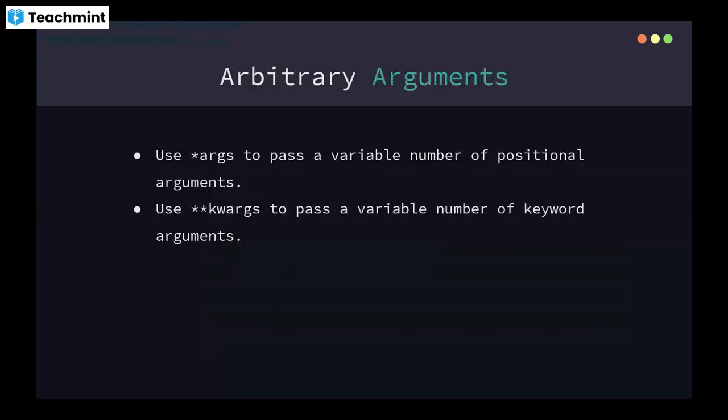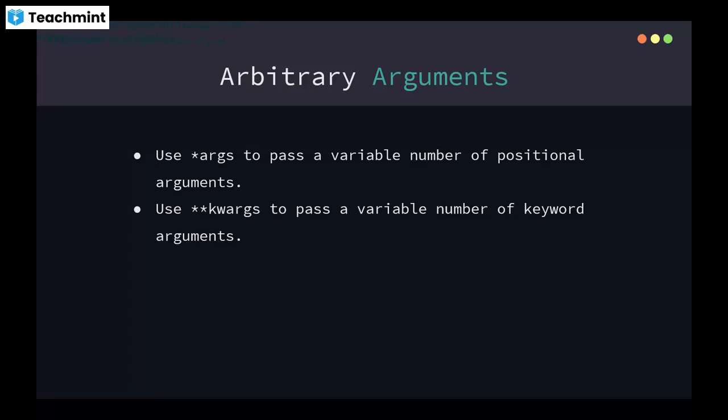Okay, so next one is arbitrary arguments. So arbitrary arguments are used to pass a dynamic number of arguments. Previously we were passing just two fixed number of arguments, right? So if there is a situation where the number of arguments is not expected, or there is no fixed number of arguments, then we can use arbitrary arguments.